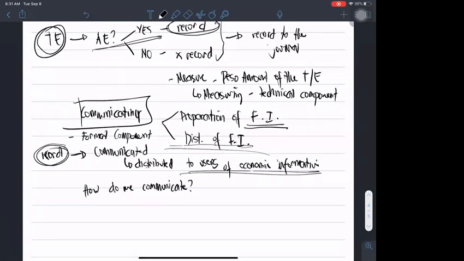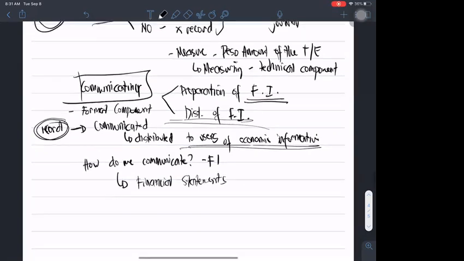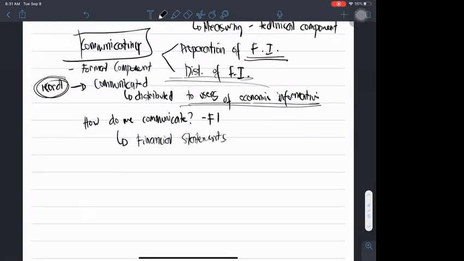So we communicate the financial information through the financial statements. We use your financial statements to communicate your financial information. And your financial statements is composed of the following items. First, we have your statement of financial position.